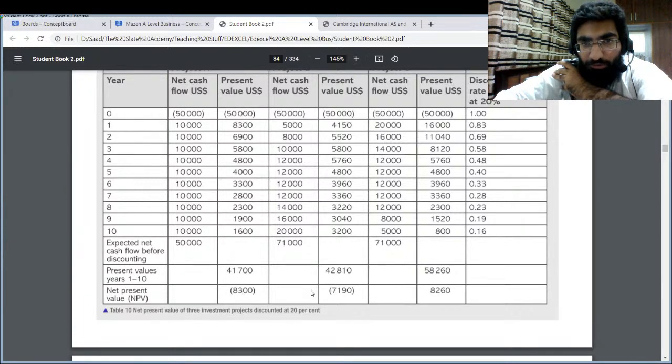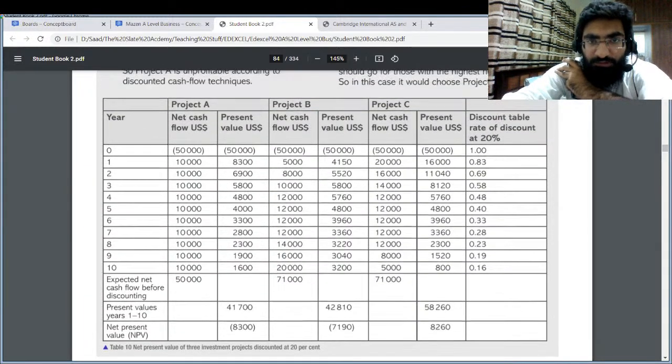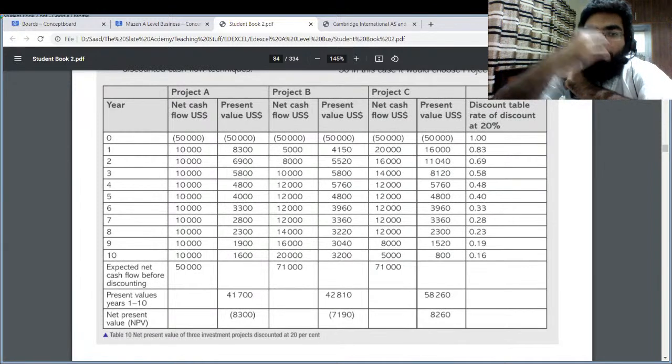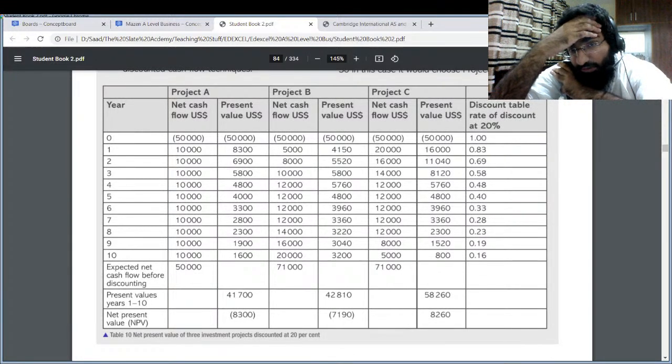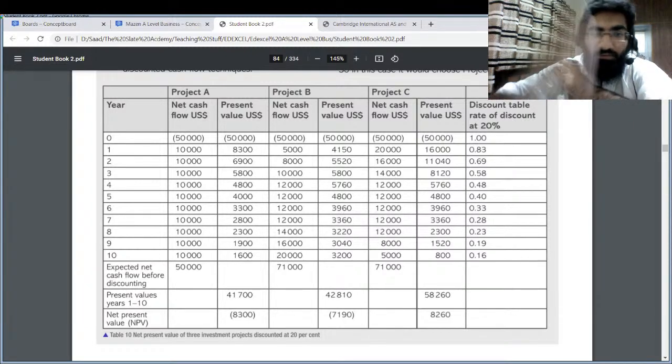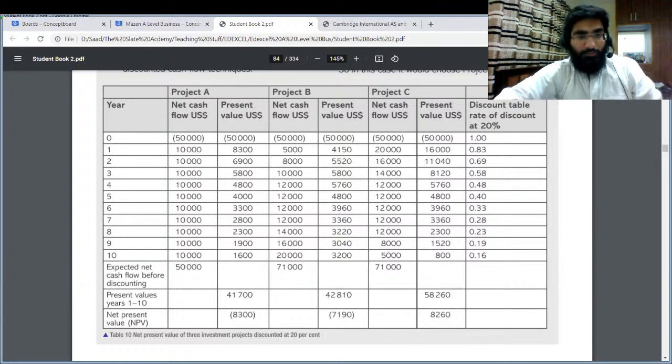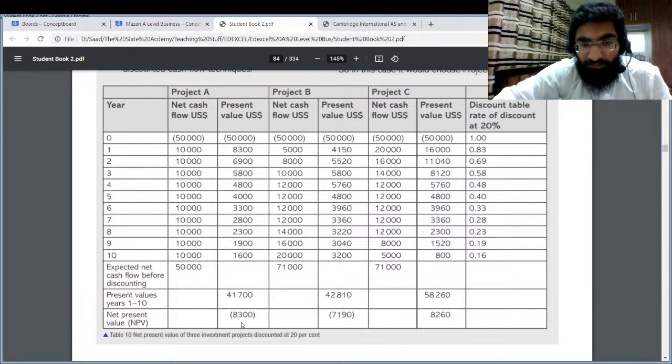So these two projects, let's see how we interpret the results for project A and project B. If I am making the investment, whatever value I get from total outflow and total inflow would be negative. It's a loss-making project in terms of present value. Only this project C would earn me a profit if I incorporate the time value as well.